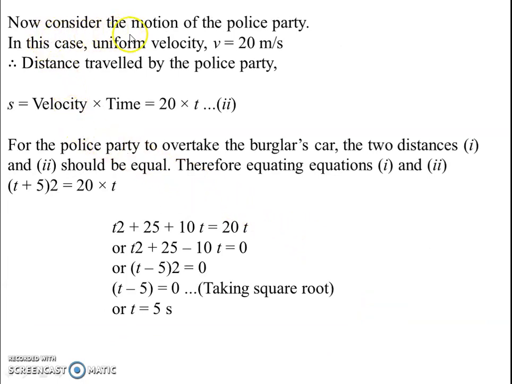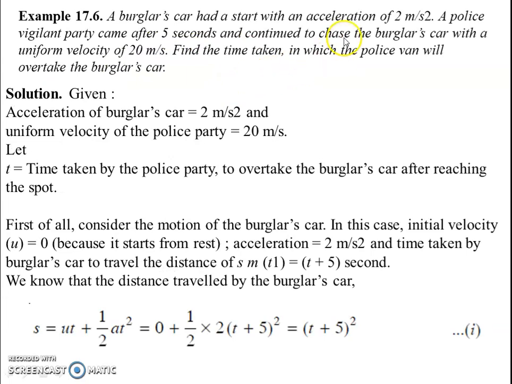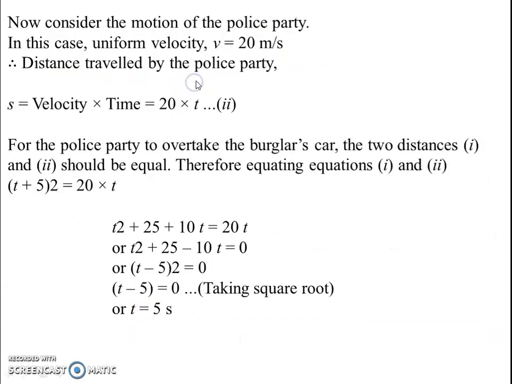Now we will consider the second case, the motion of the police party. In this case, the uniform velocity v is equal to 20 meter per second, as given in the problem. Distance traveled by the police party, S, is equal to velocity into time. The half at square term is 0, therefore it becomes 20 into T. I will call it equation 2.